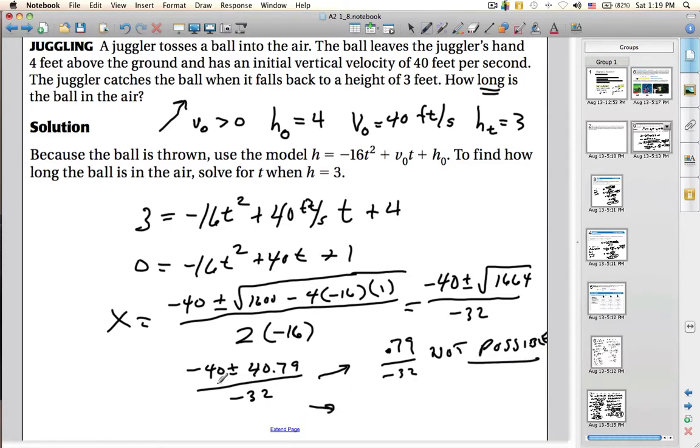So if, on the other hand, I subtract 40.79, I'll get negative 80.79 over negative 32. This will give me a positive solution, and it ends up being approximately 2.5 seconds. Okay, that's more logical. Obviously, it's not going to end in the past.